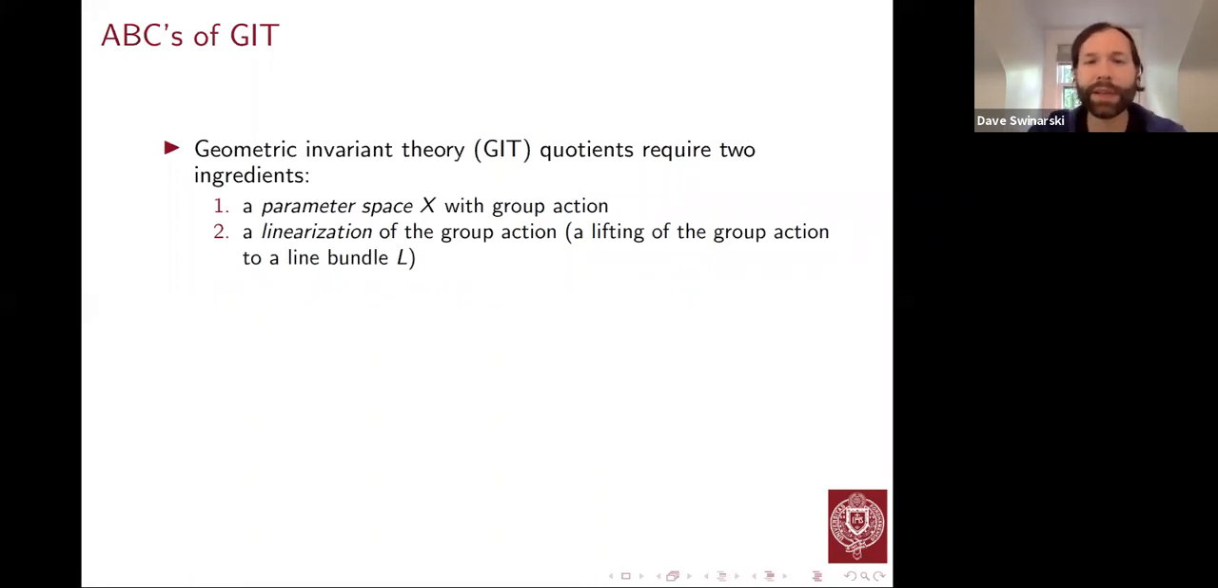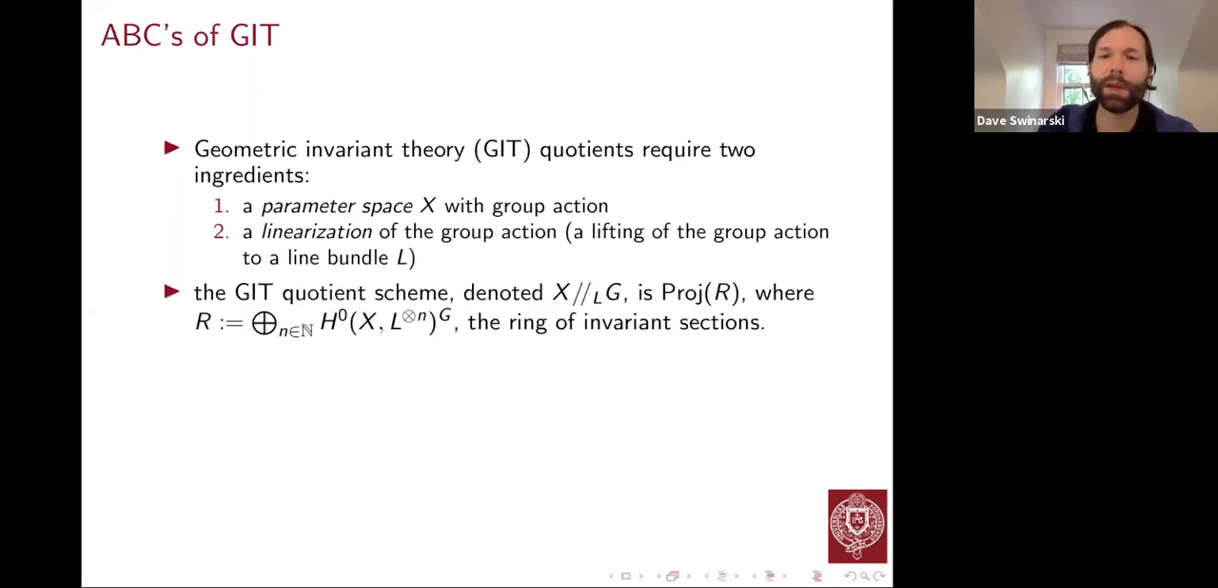And in GIT, we actually start off with 2 ingredients. There's, of course, the space X that has a group action, but we also give ourselves a linearization of the group action, which is a lifting of the group action to a line bundle. Then you can define the GIT quotient scheme as a proj of the ring of invariant sections of this line bundle.